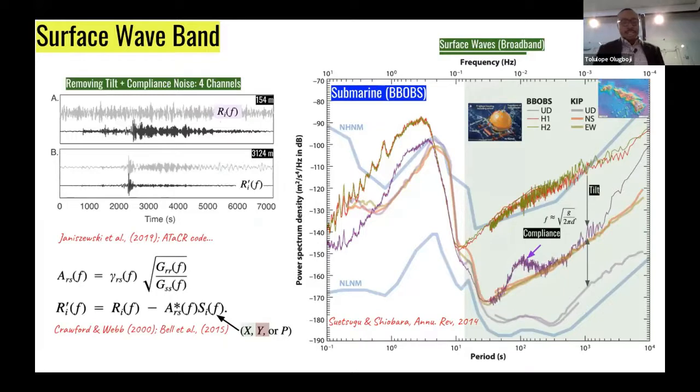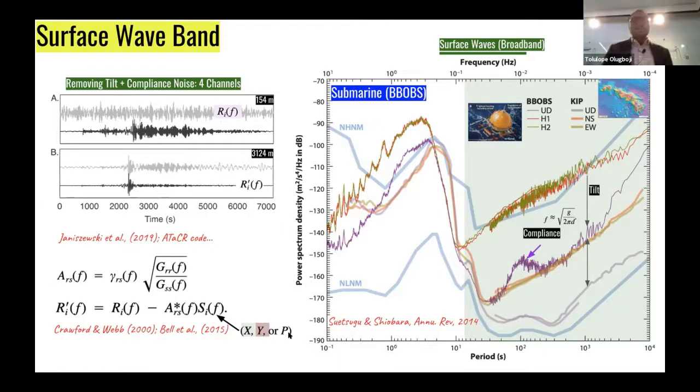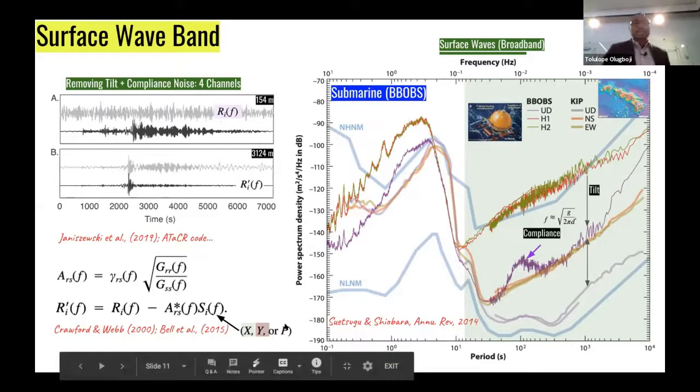Researchers and scientists have studied this clearly before, and I think we've got a good handle on removing it. This is an example drawn from these authors, where the gray shaded seismogram is the seismogram with tilt and compliance noise in it, and the darker seismogram is after correction. How do you do the correction? You look for coherence between the vertical and the horizontals or the pressure. Horizontals for tilt noise, pressure for compliance noise. You compute the transfer function A, and then you just remove it.